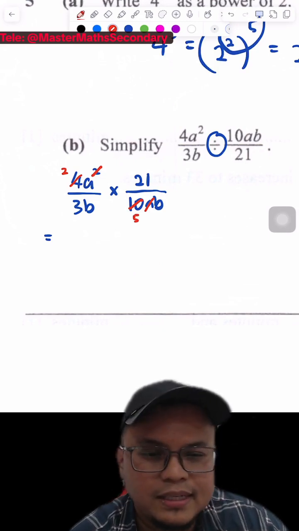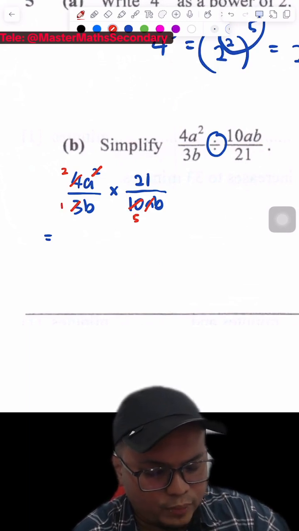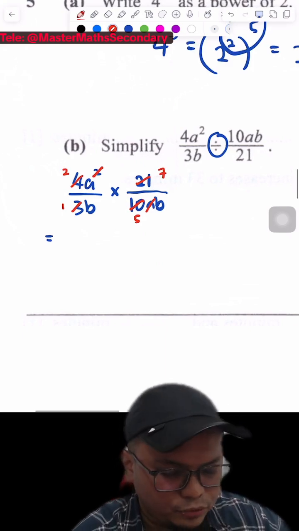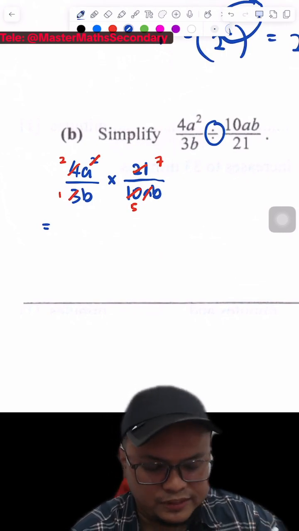Okay, anything else, guys? Oh, 3 and 21. Yes, good. Common factor of 3 there. So I get 1 here, I get 7 here. Now, I think that's all that I can cancel so far, right? So be careful when you do cancellations, it gets messy. So just have to be very careful there.